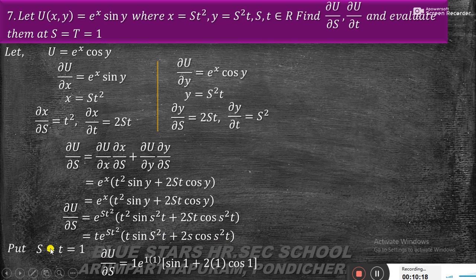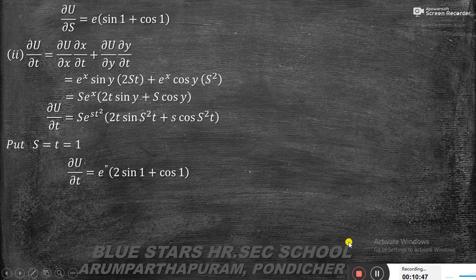Therefore put s equal to 1 and t equal to 1. So ∂u/∂s is e power 1 into (sin 1 plus 2 into 1 cos 1). Therefore ∂u/∂s equals e into (sin 1 plus 2 cos 1).